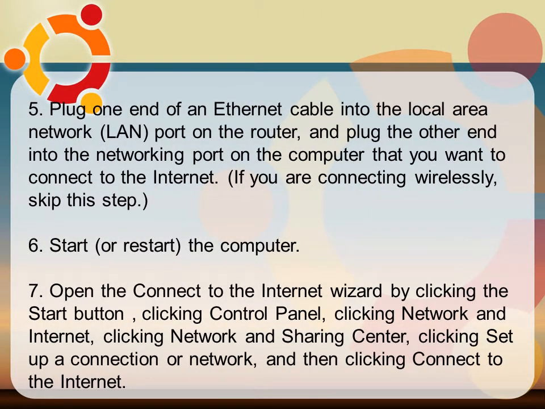Plug one end of an Ethernet cable into the local area network port on the router and plug the other end into the networking port on the computer that you want to connect to the internet. Or if you are connecting wirelessly, skip this step.